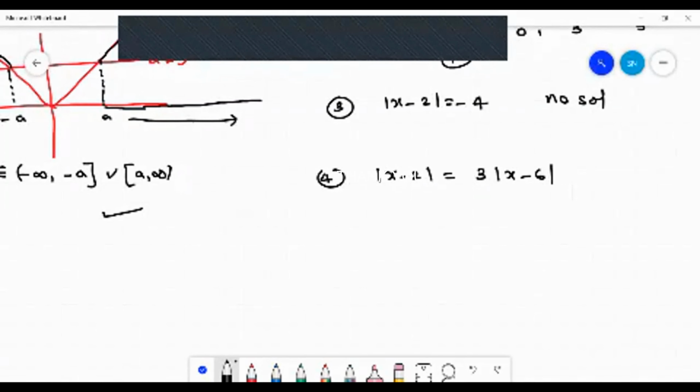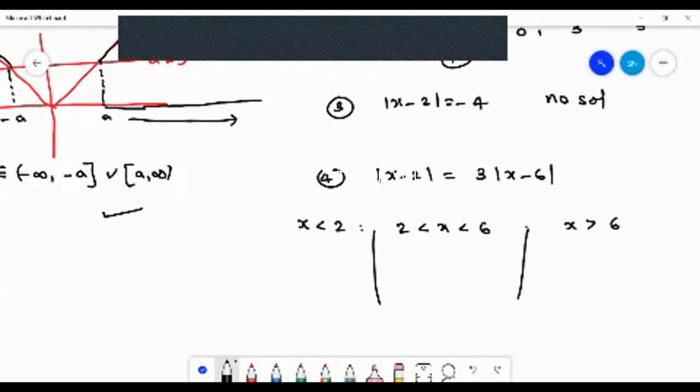The most natural way of solving this equation is to divide it into cases. What are the cases? We need to know about the sign changes of the modulus expressions, mod x minus 2. We call these critical points: x is equal to 2 here, x is equal to 6. That means you will get three cases: x is less than 2, 2 less than x less than 6, and x is more than 6. These are the three cases.